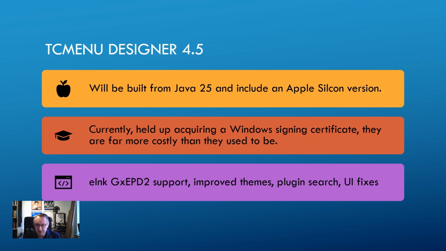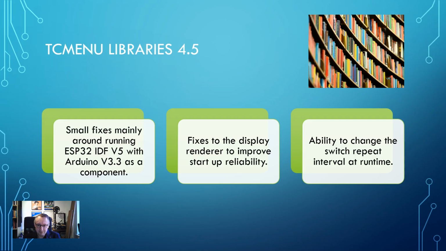So what'll be in Designer 4.5? I guess the big new features are we've improved the way that plugins work. There's a plugin search now. There's also improvements to the themes, and there's support for e-ink displays in that version as well, along with a few UI fixes. In terms of the libraries, mainly small fixes, the ESP32 IDF5 support that we talked about, a few fixes in the renderer to make it start up a bit more reliably, and the ability at runtime to change a switch interval as well.